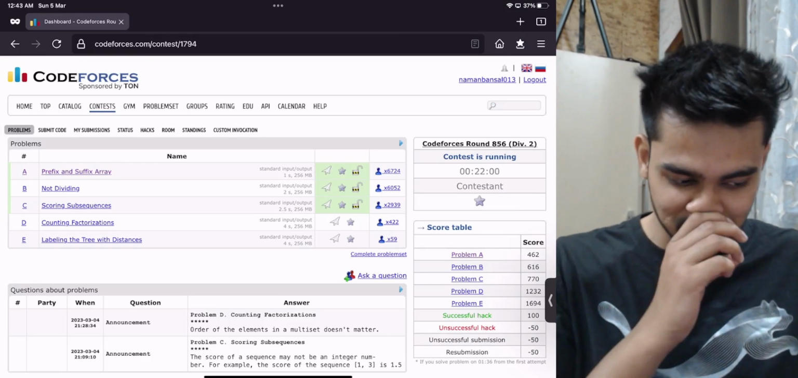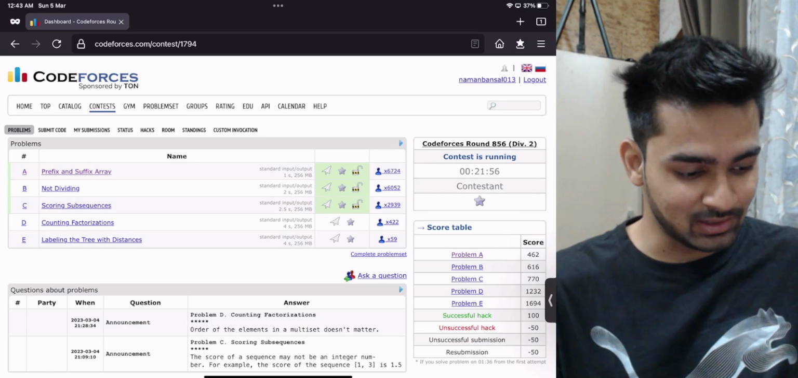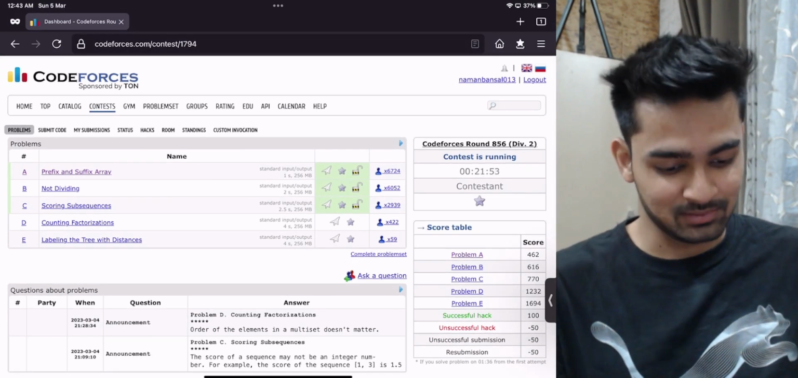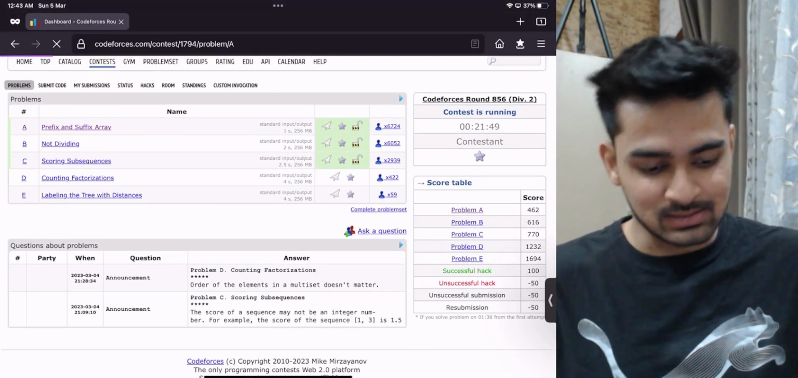I tried D, and I know how it is going to be solved, but it takes a lot of maths, and I don't really know that much in CP. So I'm not trying anymore. So I'll be doing problems A, B, and C. And let's start with problem A.